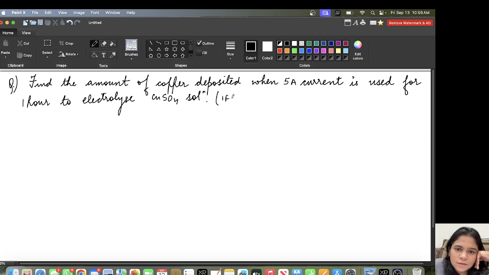Now what is given is, you already know 1 Faraday is equal to 96500 coulomb, and what is given? The atomic weight of copper. Atomic weight of copper is given to you as 63.5 grams.